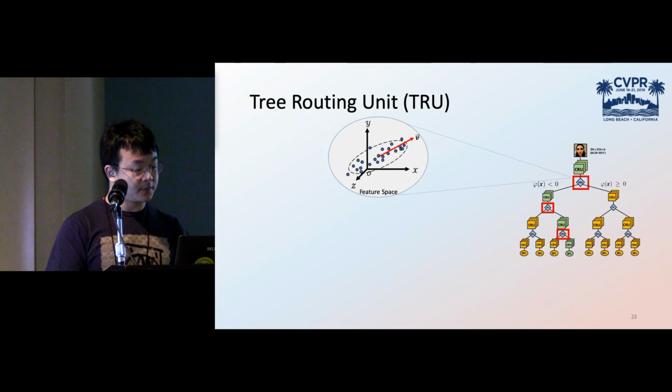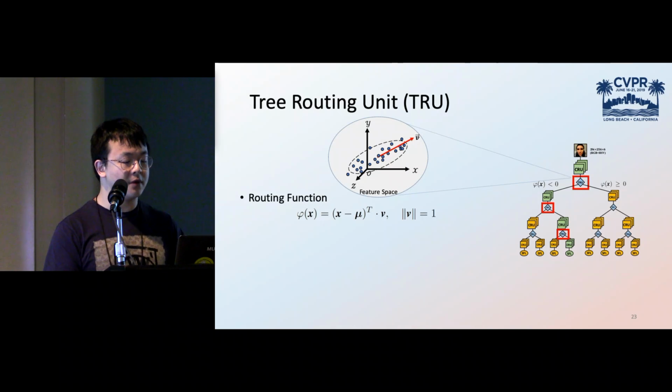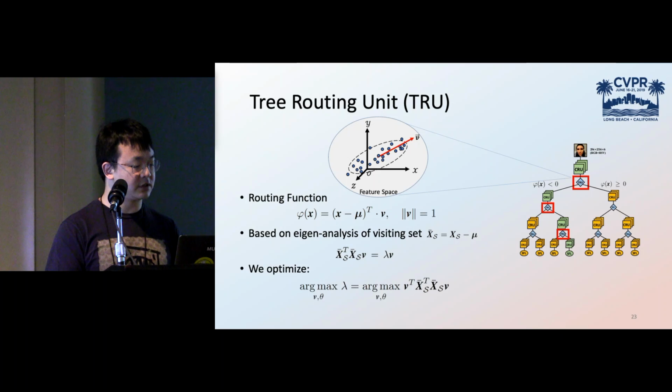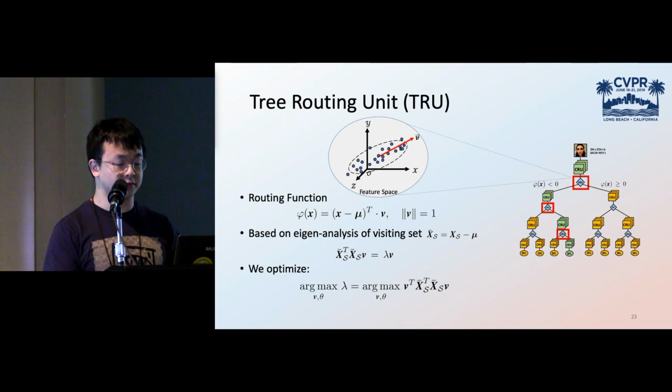Formally, the routing units can be described as a projection to a base vector V. Based on the eigenanalysis, the larger the eigenvalue is, the more variation we can have on the base V. Hence, we just need to maximize the eigenvalue to achieve our goal.